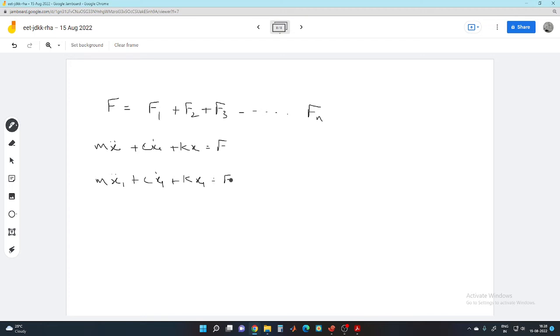No, continue. Okay, so that means that if we have f decomposed as f1 plus f2 plus f3 and so on up to fn, then we can have m x double dot plus c x dot plus k x equal to f, which can be decomposed as m x1 double dot plus c x1 dot plus k x1 equal to f1, m x2 double dot plus c x2 dot plus k x2 equal to f2, and so on up to m xn double dot plus c xn dot plus k xn equal to fn.